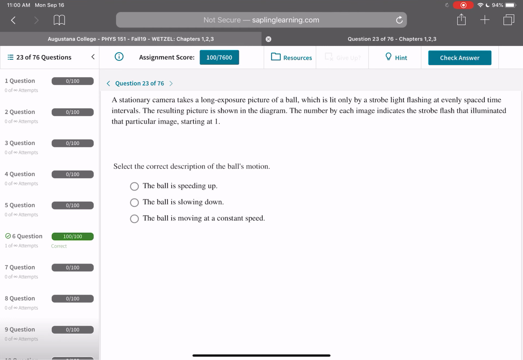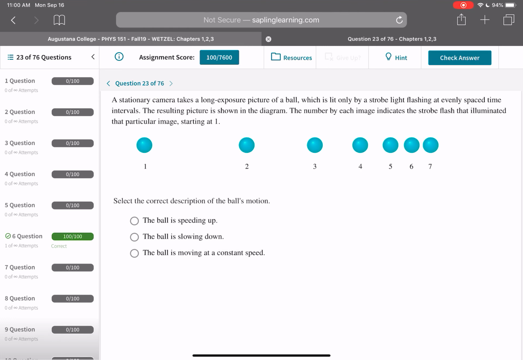A stationary camera takes a long exposure picture of a ball lit by a strobe light at evenly spaced time intervals. The resulting picture is shown in the diagram. The number by each image indicates the strobe flash that illuminated that particular image, starting at 1. So that's a description of the motion. So the ball started faster, and it looks like it's slowing down because the position is the same amount of time. The position is staying the same, so the rate is not. Select the correct description of the ball's motion. Okay, the ball is slowing down.